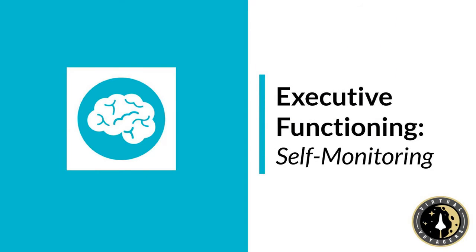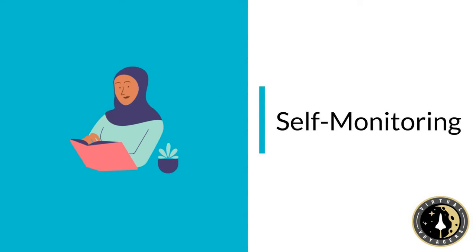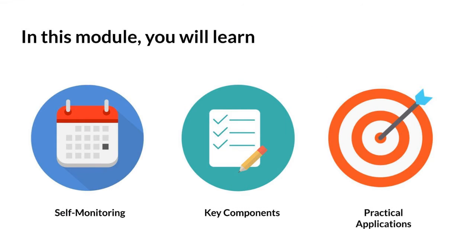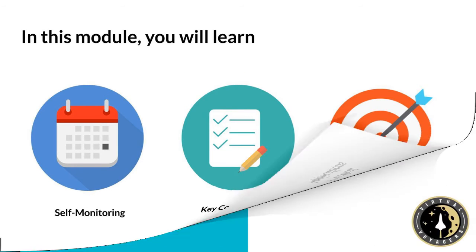Executive functioning, self-monitoring. Self-monitoring is the ability to evaluate our progress in order to determine if or when adjustments are needed. It involves noticing and correcting our mistakes and knowing when to ask for help. In this video, you will learn about the key components of self-monitoring and practical examples related to school.